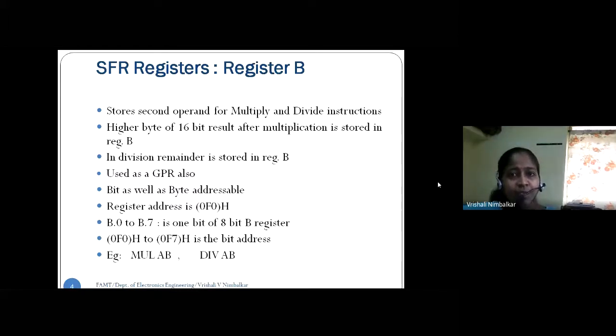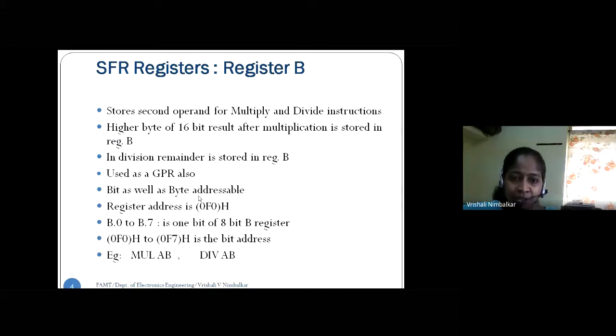So this is the special function of register B. Correct? One of the operand should be in register B, whereas partial results are also stored back in register B. When? For the multiply and divide instructions. Is that okay? Next, register B can also be used as a general purpose register. Meaning you can use it for storing address in other instructions also. Right? So you can use it as a general purpose register too.